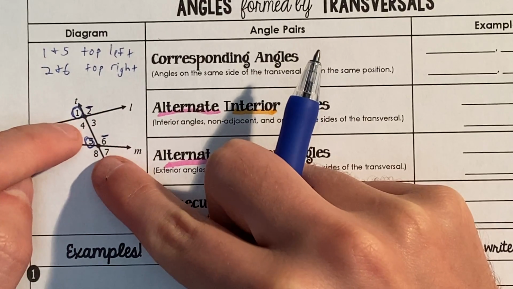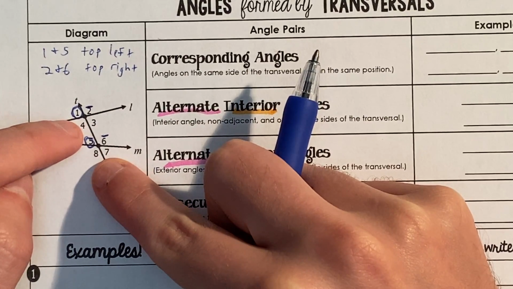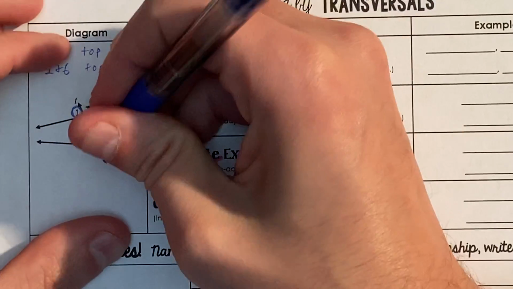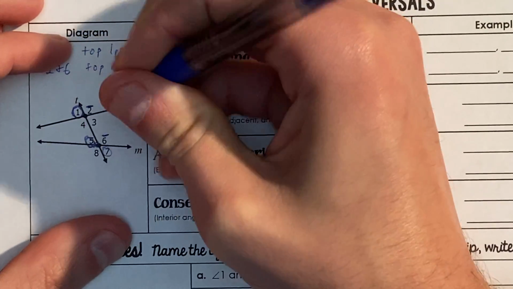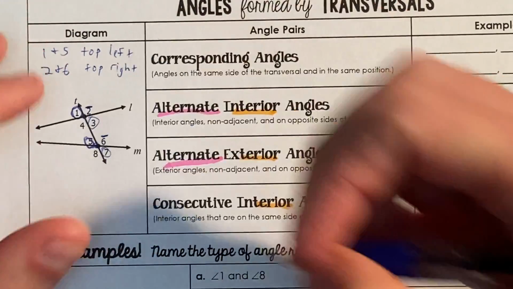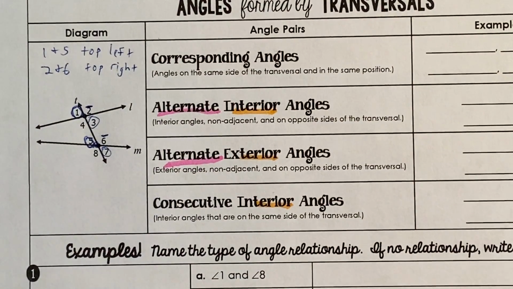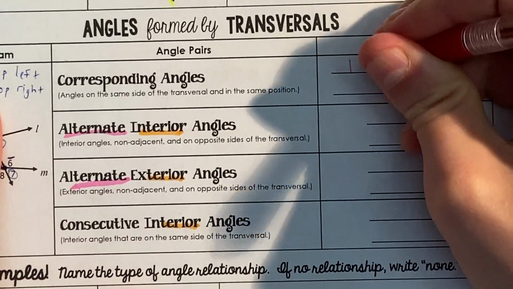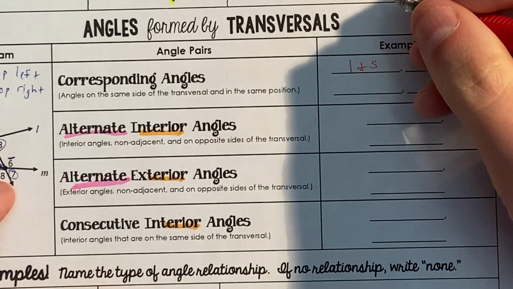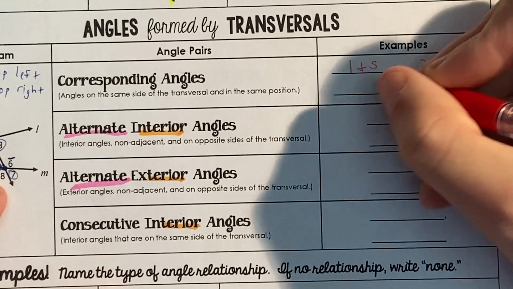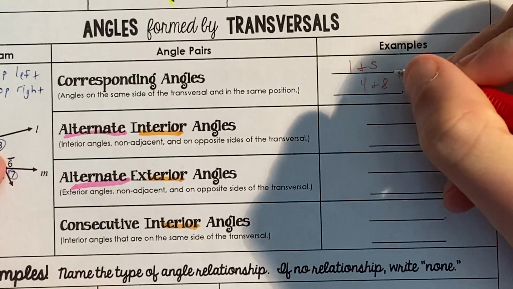The 4 and 8 are in the same location, bottom left. And then in the bottom right of the angle is the 7, right? Because here's the angle, bottom right. Here's the angle, bottom right. Those angles are in the same location. So they are called corresponding. And I'm just going to write that over here. So 1 and 5, 2 and 6, 4 and 8, and then 3 and 7.